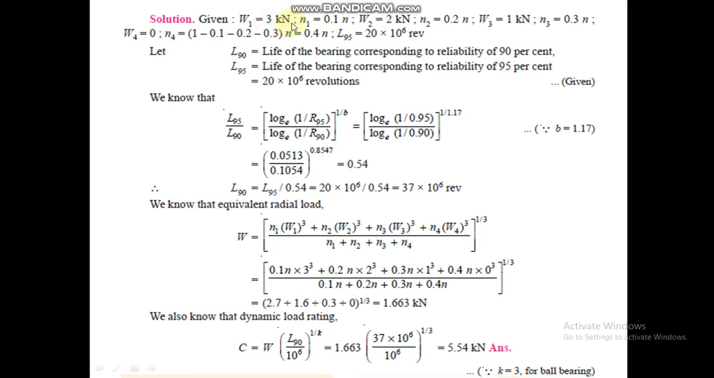3 kilonewton for 10%, that is 0.1 of total time. Total time, let's say N. 2 kilonewton for 20% of the total time, 1 kilonewton for 30% of the total time, and zero load for the remaining, that is 40% of the total time.